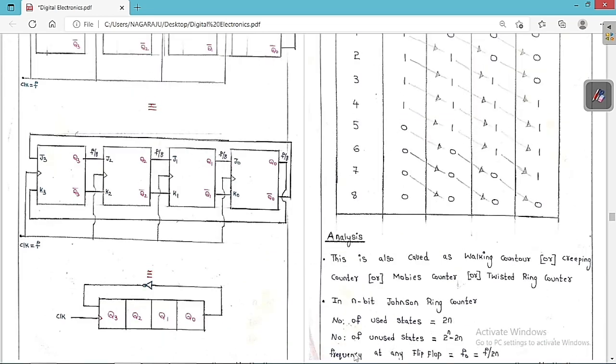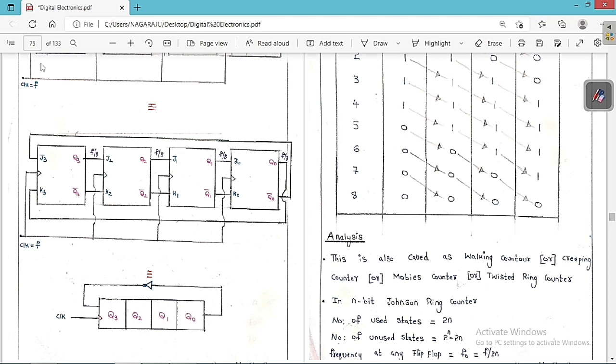So we can see that the frequency at any flip-flop output is the clock frequency divided by the number of used states, 2n. So this is the point that you always have to keep in your mind. Therefore, this Johnson's ring counter is also called the walking counter, creeping counter, Mobius counter, or twisted ring counter. And for an n-bit Johnson's ring counter, the number of used states is 2n and the number of unused states is 2 to the power of n minus 2n. And the frequency at the output of any flip-flop is the clock frequency divided by the number of used states, which is 2n. So f/2n is the frequency at any flip-flop output. These are the points that we always have to keep in mind.